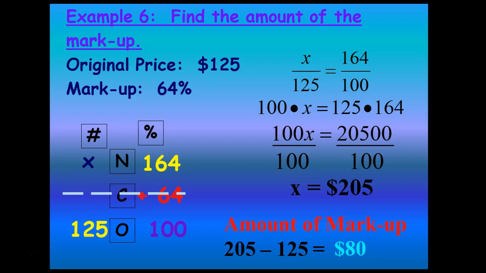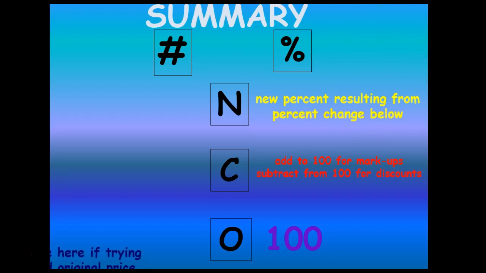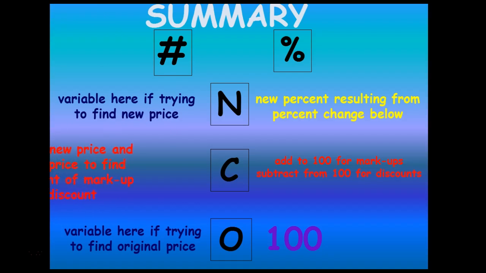So I would like to conclude by summarizing how we use the NCO chart for these types of examples. We start with that 100 in the denominator. We're going to add to 100 for markup, subtract from 100 for discounts, and get the new percent. Place the variable to the left of the O if you're trying to find the original price. It'll go to the left of the N if you're trying to find the new price. You're going to subtract to find the amount of the discount or markup if you're asked to find that. And then the row that we cross out will depend on where our information is missing. And that concludes the lesson on percent application.